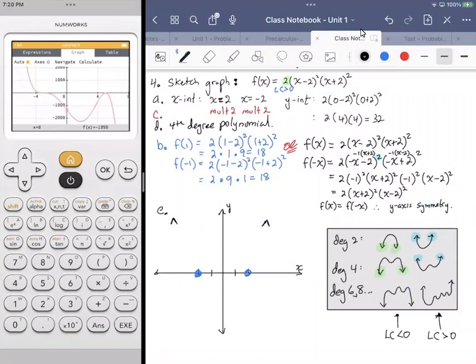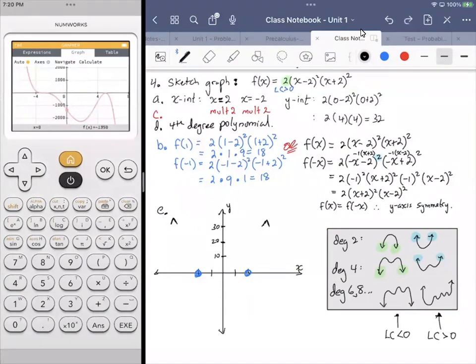All right, but I also want to get up to 32 on the y-axis. So let's go by tens there. So 10, 20, 30. All right, so it's going to start high, end high, and behave like a parabola at these locations.